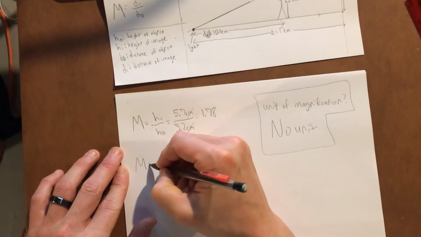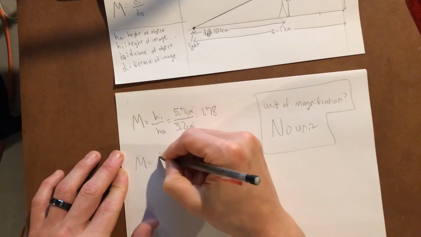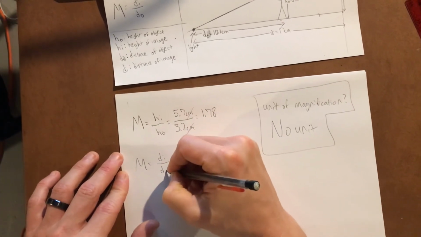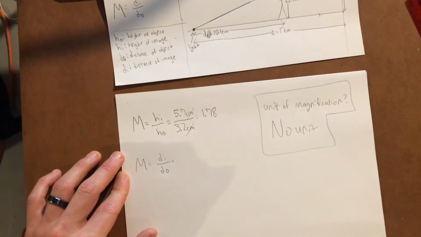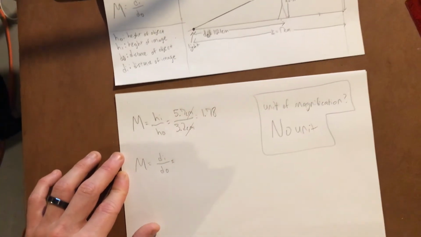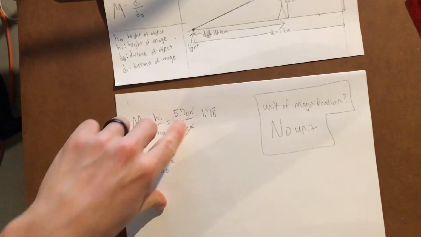So keep that in mind when you're doing your answers. Don't write centimeters as a unit for magnification. This time I'm saying don't write a unit. It's kind of weird, right? Because the centimeters cancels out there.